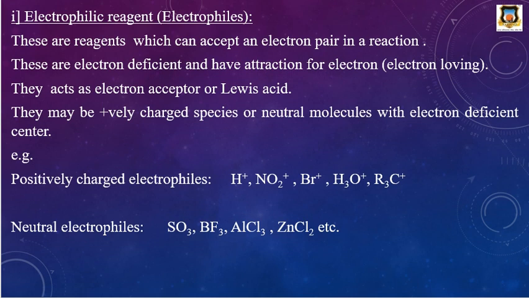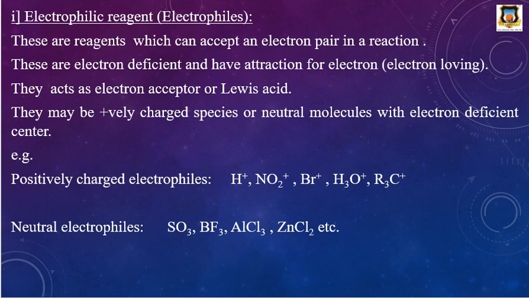These are electron deficient and have attraction for electrons because they are electron deficient species. That is, they are electron loving. They act as an electron acceptor or Lewis acid. They may be positively charged species, that is electron deficient species, or neutral molecules with electron deficient centers.